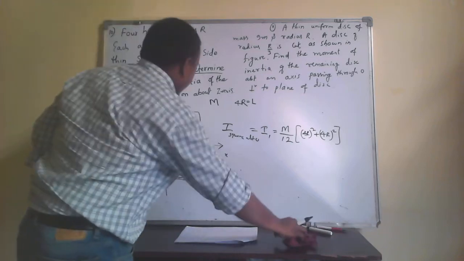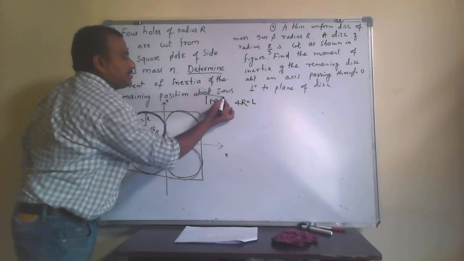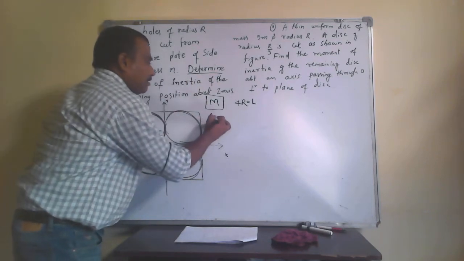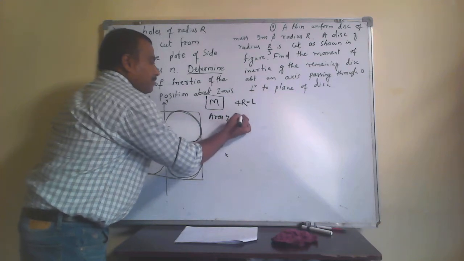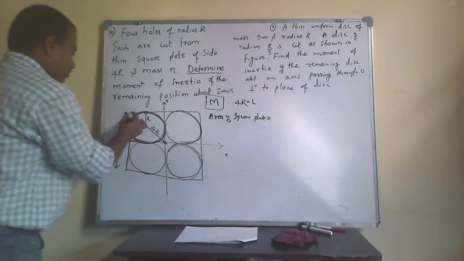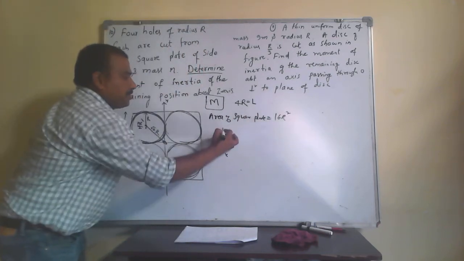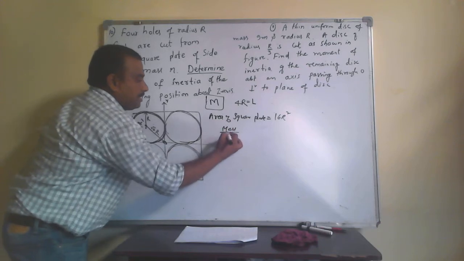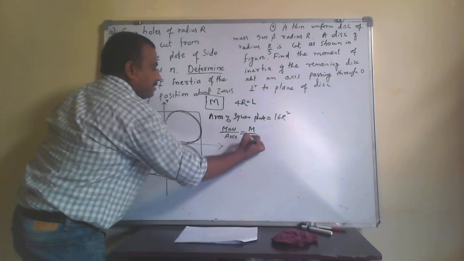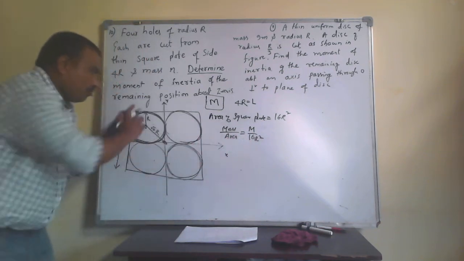For that purpose, what do we have to do? Look here. The total mass of the square plate is M. What is the area of the square plate? 4r into 4r, that is 16r square. So what is the mass per unit area? Mass divided by area, that is the mass density, M divided by 16r square. This is the mass per unit area of the square plate.